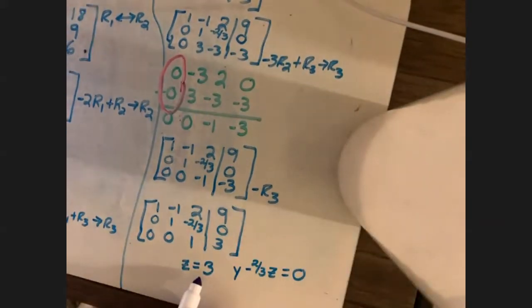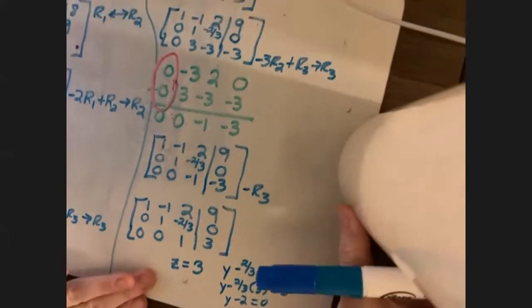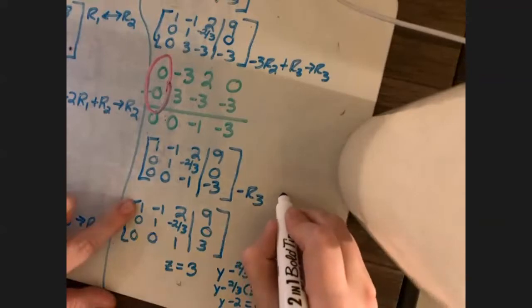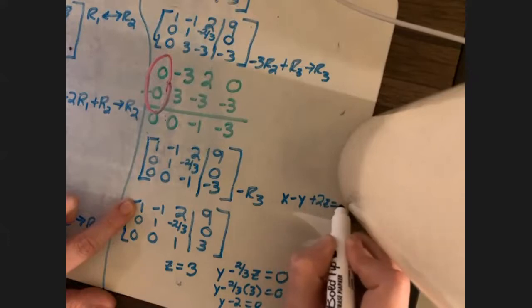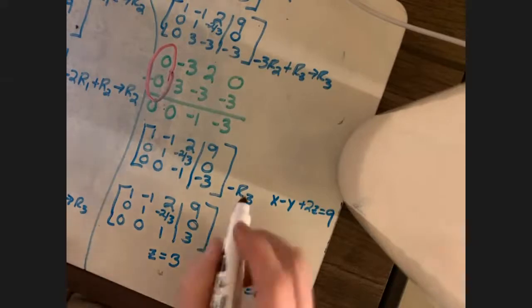But wait a minute, I know what z is. z is 3. I know z is 3, so I just plugged it in and I solved for y. Now we'll go back up, and I'm kind of out of space here, and go back to my top line: x minus y plus 2z equals 9. But wait a minute, I know what z is and I know what y is. I'm just going to plug those in.